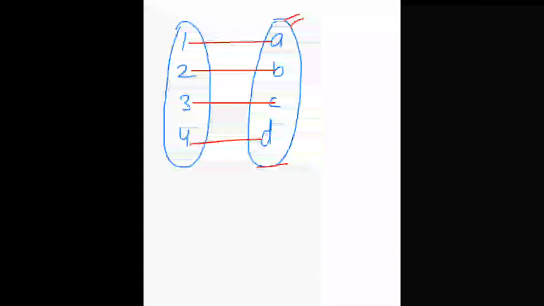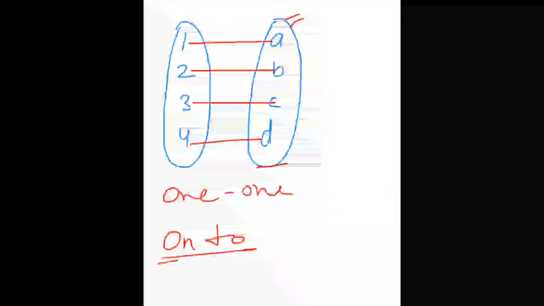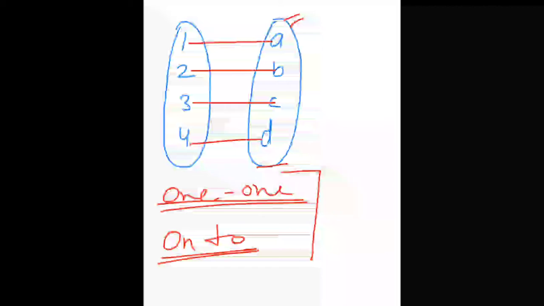So relation is 1-1 as well as onto. 1-1 relation is also known as injective relation. Onto relation is known as surjective relation. And if a relation is 1-1 as well as onto, then it is said as bijective.